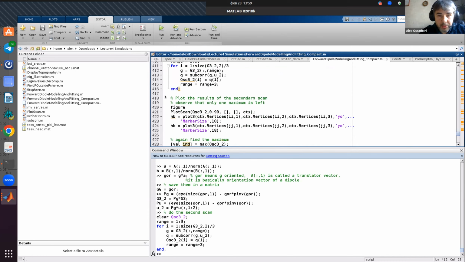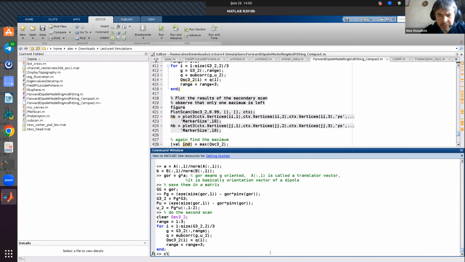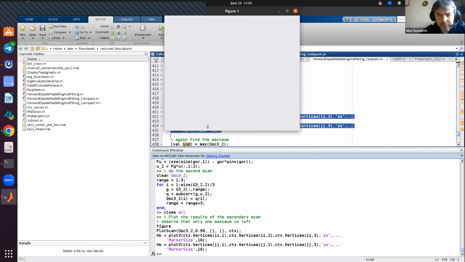And let me just wait. Yeah, and then you plot it. Let me close everything, because otherwise it will. My graphic card in this computer is not compatible with MATLAB very well.